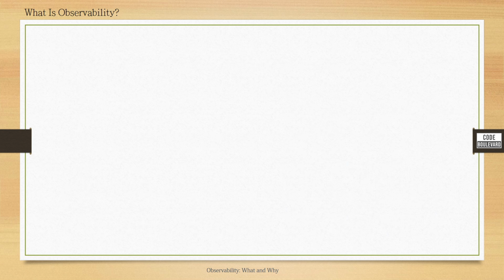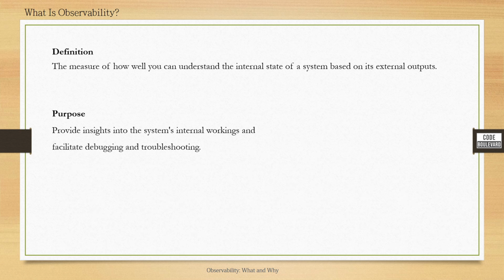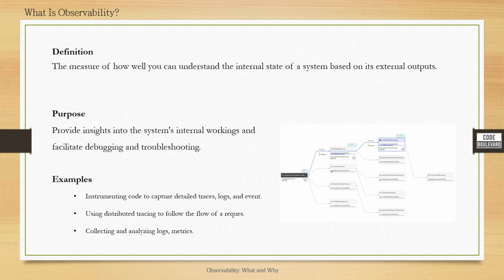And mostly when we are talking about observability, we have a complex system, and the relations between services need to be monitored. So the purpose of observability is providing insights into the system's internal workings and facilitating debugging and troubleshooting, because when you have a complex system, it's not that easy just by checking some logs. So we need something else, like the observability tools that we are going to discuss.